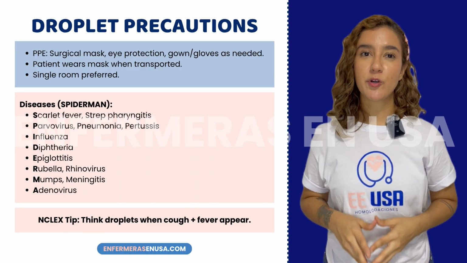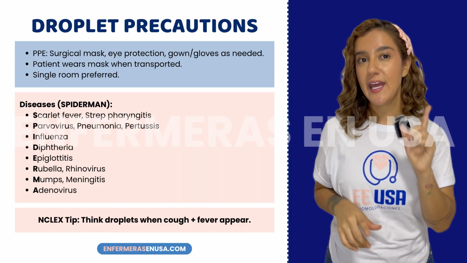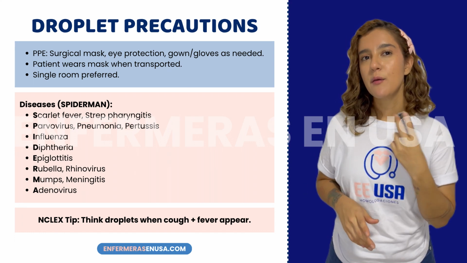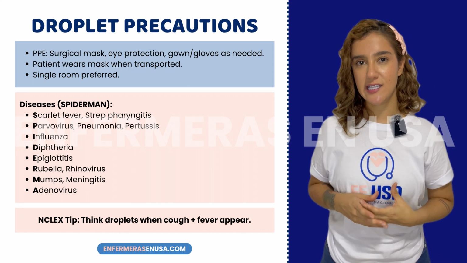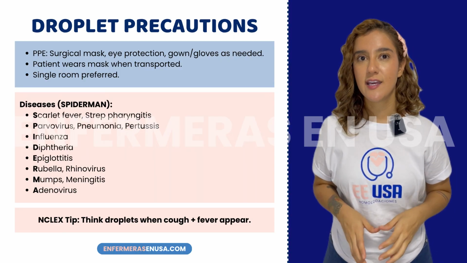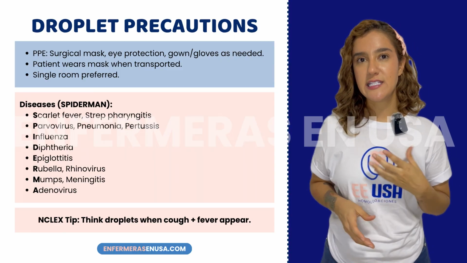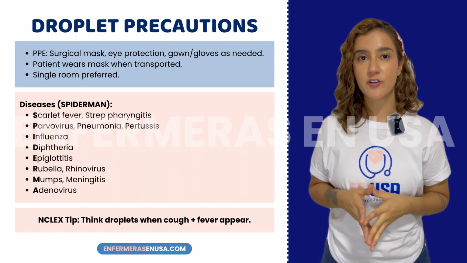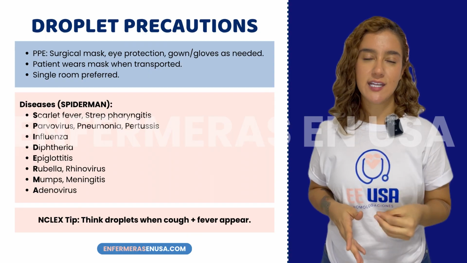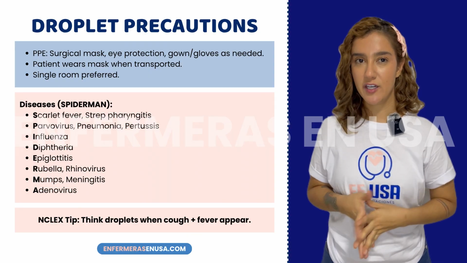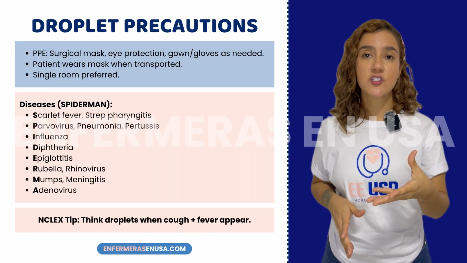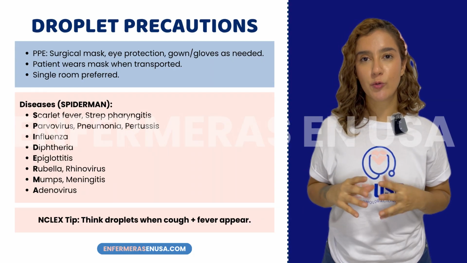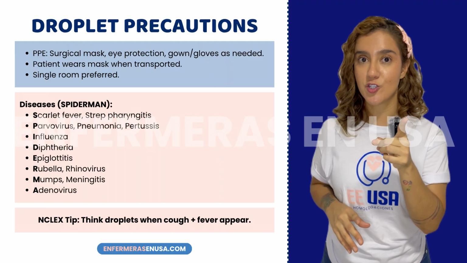Here's an easy way to remember the main diseases: Spider-Man. S for scarlet fever or streptococcal pharyngitis. P for parvovirus B19, pneumonia or pertussis. I for influenza. D for diphtheria. E for epiglottitis. R for rubella or rhinovirus. M for mumps, meningitis bacterial, and A for adenovirus. An NCLEX tip: if the question describes cough, fever, sore throat, or respiratory droplets, think droplet precautions.